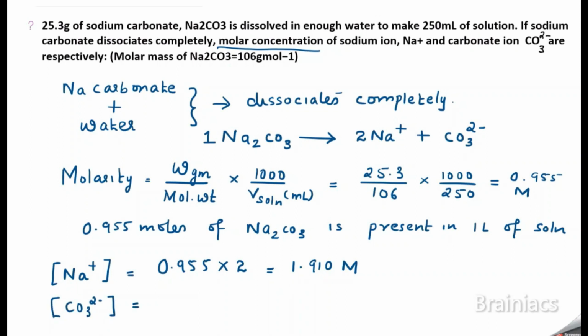Now similarly, can you tell me what is the molar concentration of CO3 2- ion? I have 0.955 moles of Na2CO3. So surely there will be at minimum 0.955 of CO3 2- ion. And we know that 1 mole of Na2CO3 on decomposition will give only 1 mole of CO3 2-. So 0.955 moles of Na2CO3 on decomposition will give 0.955 moles of CO3 2-. So my answer will be 0.955 into 1, and that will be 0.955 molar.